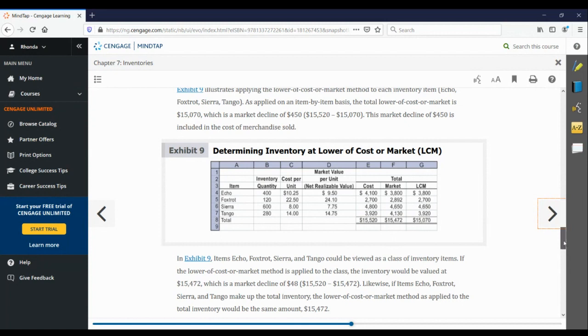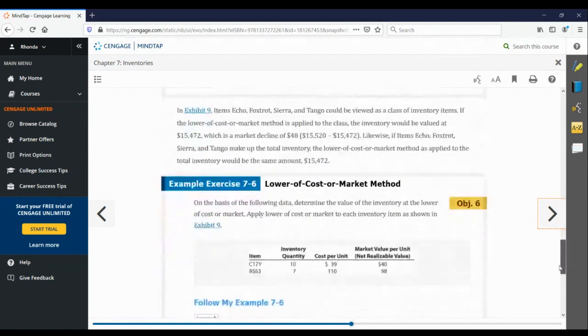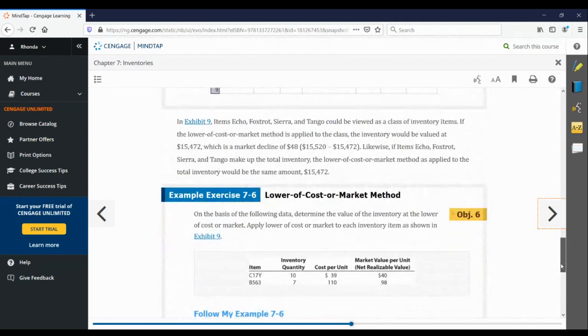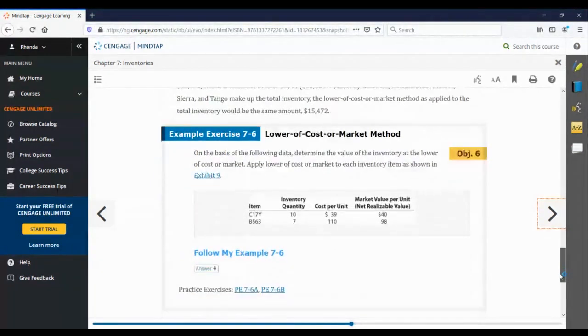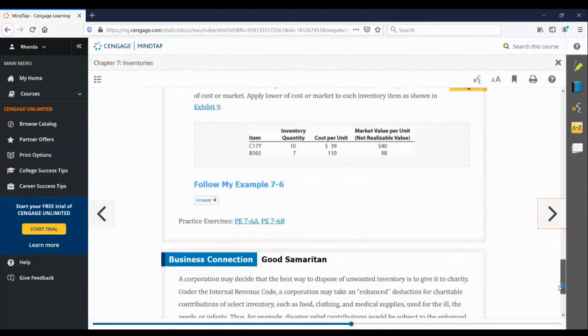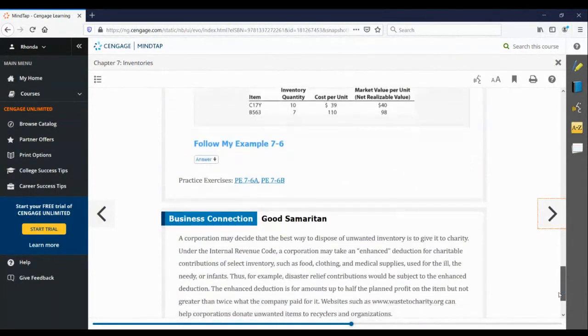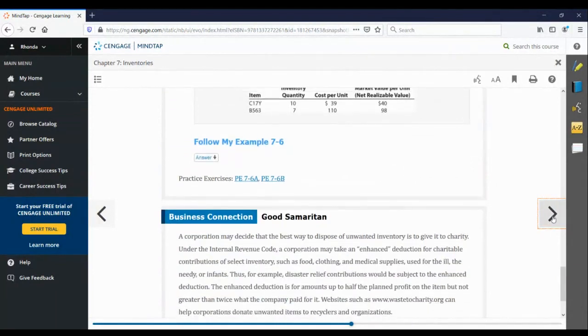So companies can use the lower cost of market method if they feel like it's a better method of showing the actual cost of the merchandise inventory. So that's the lower cost of market method.